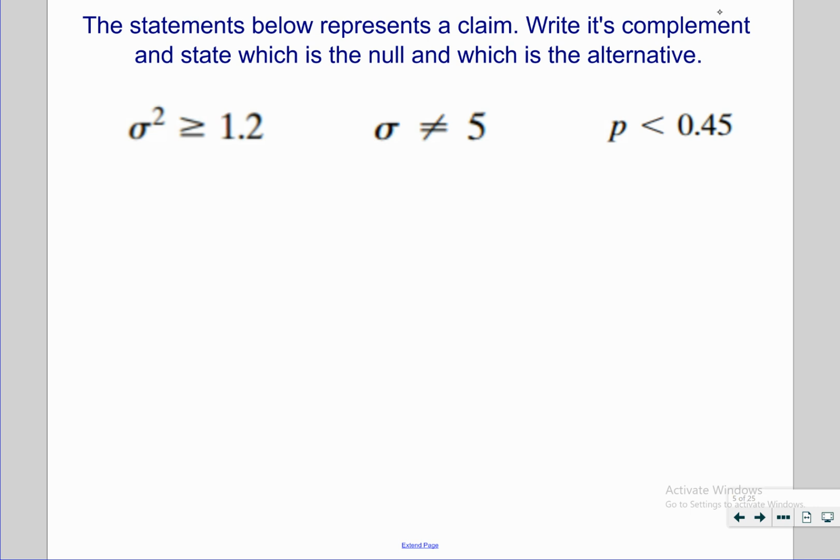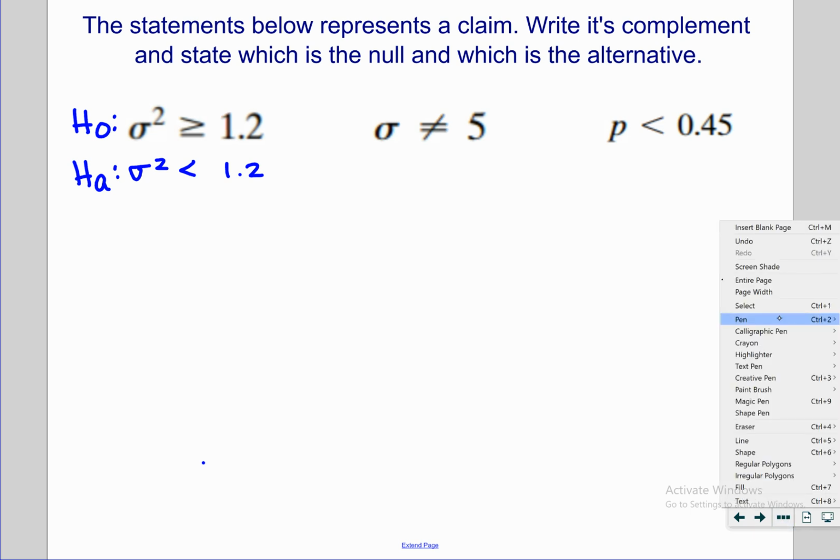Okay, so the first one, what's that symbol for, the little sigma squared? What's that mean? Variance. Okay, so this is a claim about variance. So it's saying the variance of something is greater than or equal to 1.2. That's the claim. Can you tell me, is that a null or alternative hypothesis? That is a null hypothesis. How do you know? Because it's equal to, okay? So then our job is to write the alternative hypothesis, okay? So we're either greater than or equal to 1.2, or what's the alternative? Less than 1.2. So it's still variance. It's still 1.2. The only thing that changes is our inequality symbol.